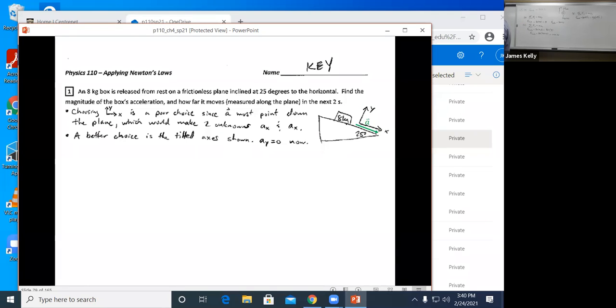I mean, if for no other reason, you can see, look, automatically I know that AY is 0. To go from tail to tip of the acceleration vector, I don't have to move along Y at all. So AY is 0. It's all AX. So if I find AX, I'm done. I just need to solve for one variable. That's a lot of savings in work. You could do it the other way. It's just more work. So we're never going to do it that way. We don't want to make more algebra for ourselves. So there's my axes. Okay.